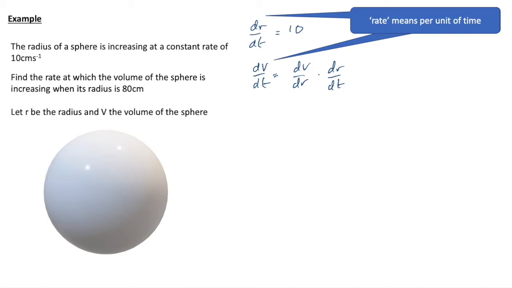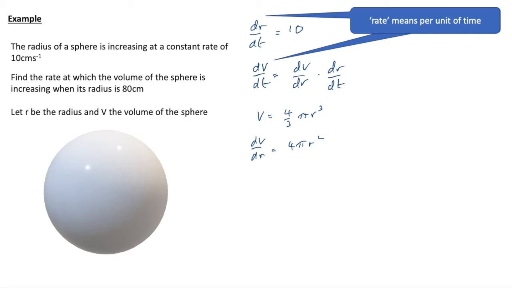Now we know what dr by dt is, but we don't yet know what dv by dr is. But we do have a formula that connects the volume of the sphere with the radius, and that is v equals 4/3 pi r cubed. Now we can differentiate that with respect to r, which would give us, well, if we differentiate r cubed, that gives us 3r squared. The 3 we get cancels with the 3 on the bottom of the fraction in the formula for v, so that leaves us with dv by dr equals 4 pi r squared. Pi is just a constant, of course.